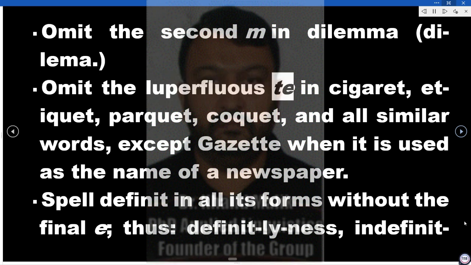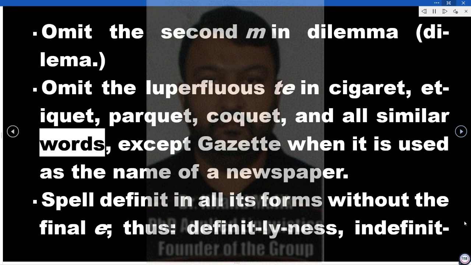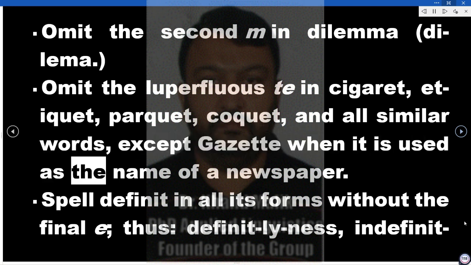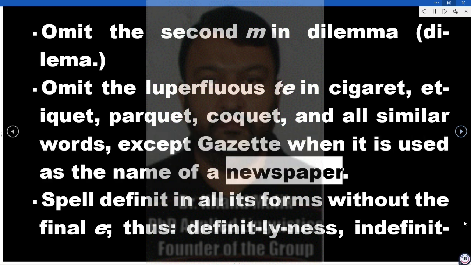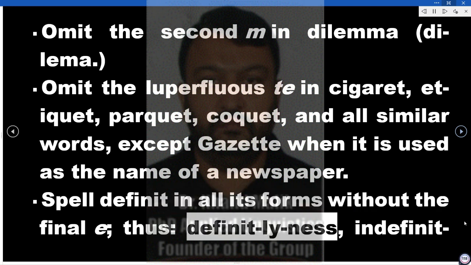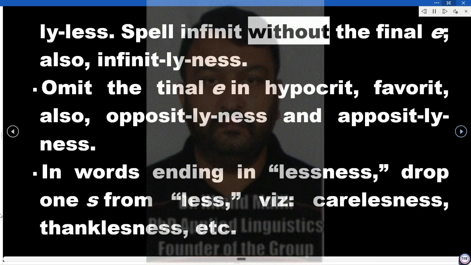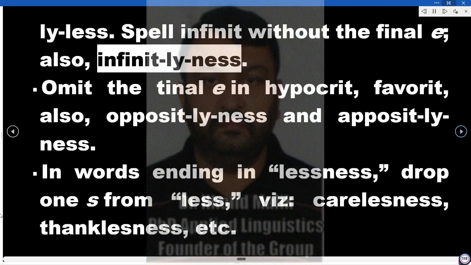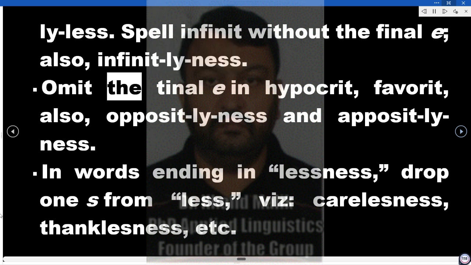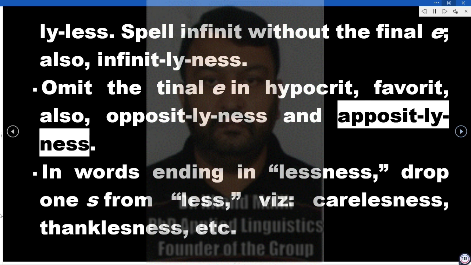Omit the superfluous T in cigarette, etiquette, parquet, coquette, and all similar words, except gazette when it is used as the name of a newspaper. Spell definite in all its forms without the final E, thus, definit, indefinit. Spell infinite without the final E, also, infinit. Omit the tiny E in hypocrite, favorite, also, opposite, and apposite.